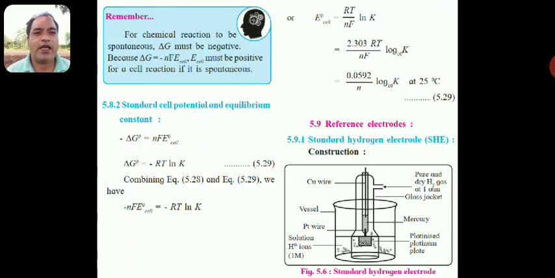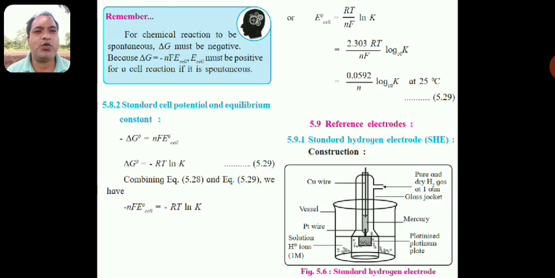Then next to that, standard cell potential and the equilibrium constant. So minus delta G0. Always remember, when we write G0, that means its standard value is considered. So minus delta G0 is equal to nFE0 of cell. That means Gibbs free energy is considered at standard state, and E of cell is also considered at standard state. In the next equation we can write delta G0 is equal to minus RT ln K. So these are the two equations.